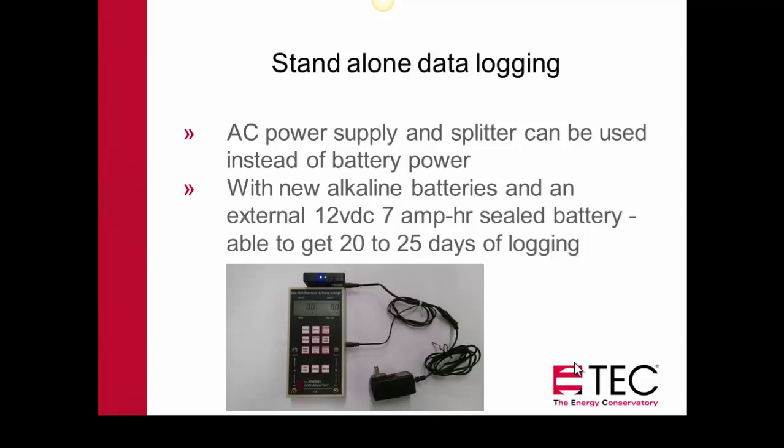And we have had a customer of ours that had new batteries in the gauge plus an external 12 volt DC 7 amp hour sealed battery, and was able to get 20 to 25 days of logging using that approach. So you can get creative and use 12 volt batteries to get additional power to the gauge and the Wi-Fi link.